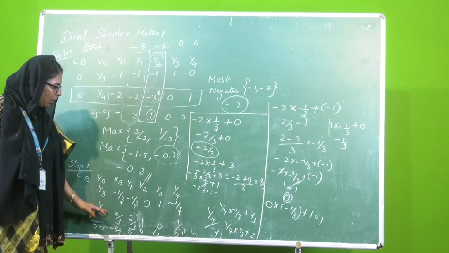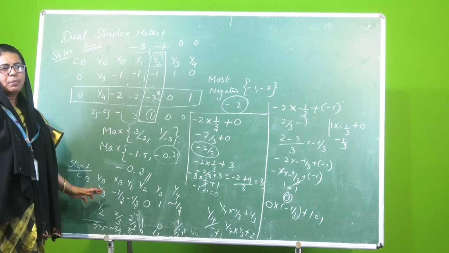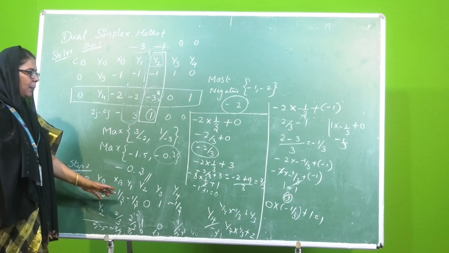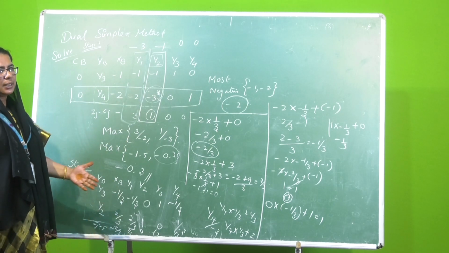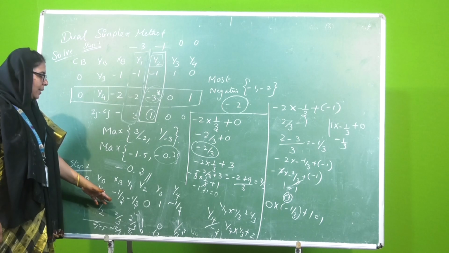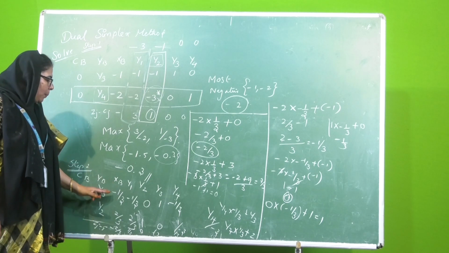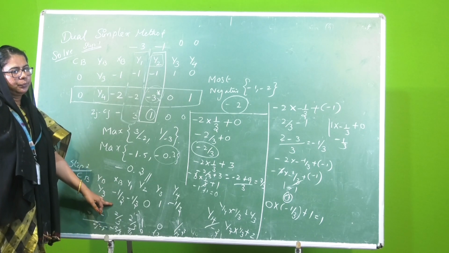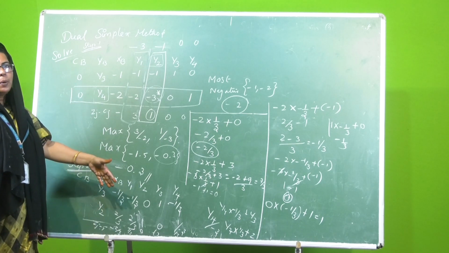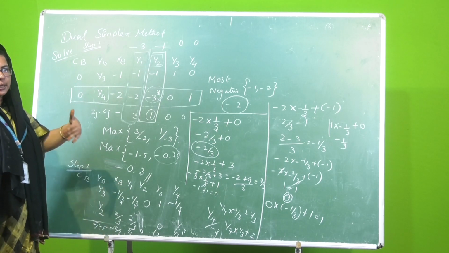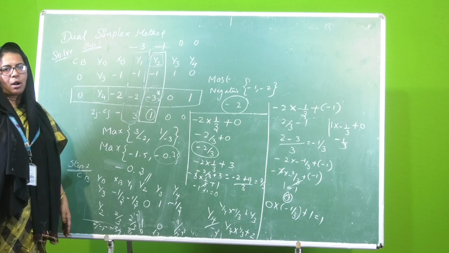Now we see the xb value. If all the xb values are positive, then the problem is over. Otherwise, we proceed to the next tabular column. The process is repeated if a negative value occurs in the xb value. So the problem continues in the next step, the next tabular column.